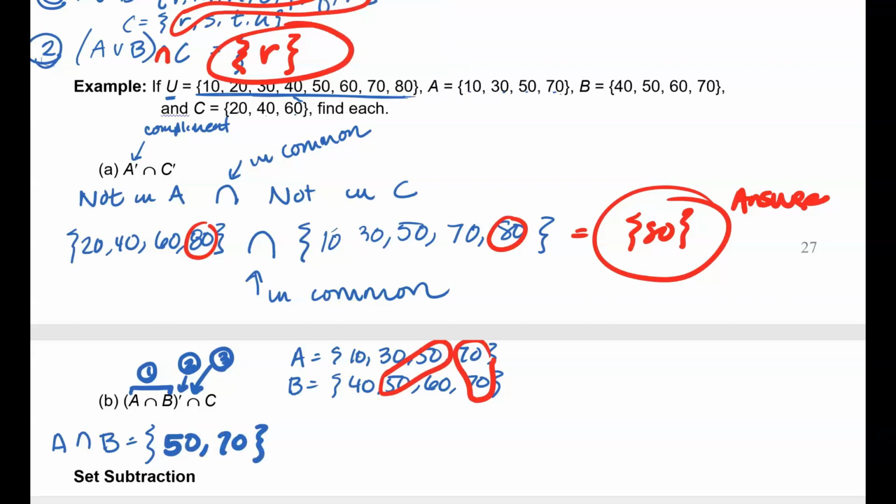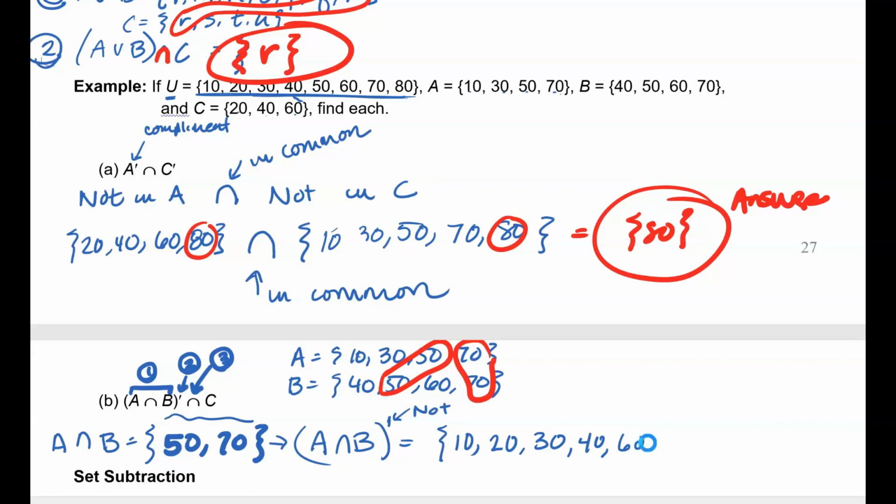And then next, the second step is to find the complement of that. So A intersect B complement means what's not in this set, 50 and 70. So I'm going to look at the universal set and I'm going to list out all of the numbers except 50 and 70. So 10 is not included in this set, and then 20, 30, 40, 50 is, so I'm going to skip 50, 60, 70 is, and then I'm going to write down 80. So what's not in this intersection is 10, 20, 30, 40, 60, and 80.